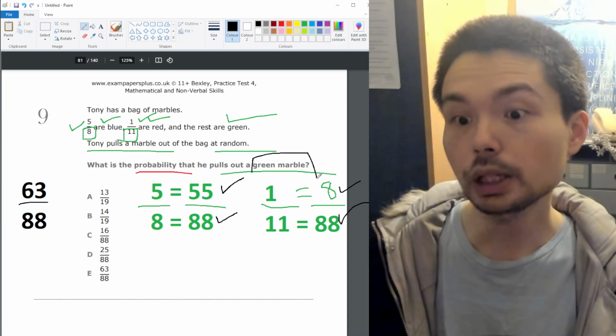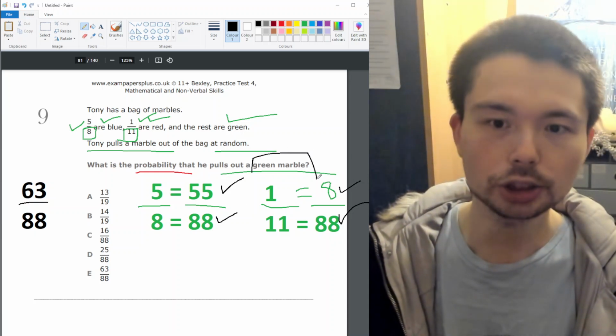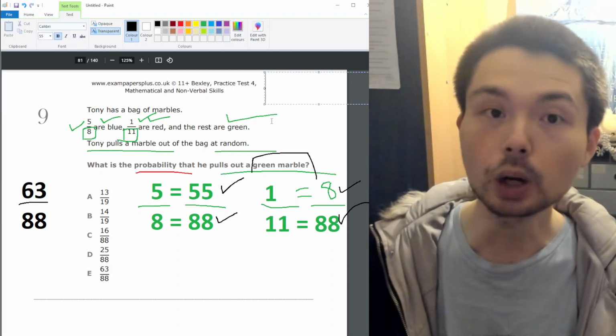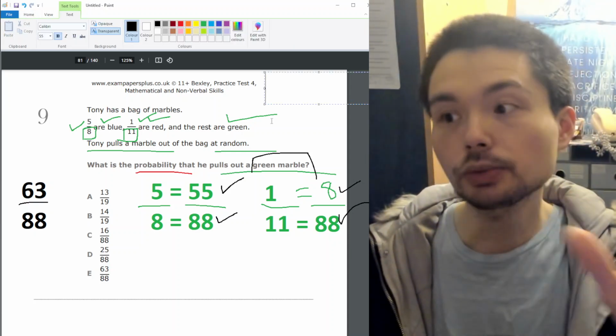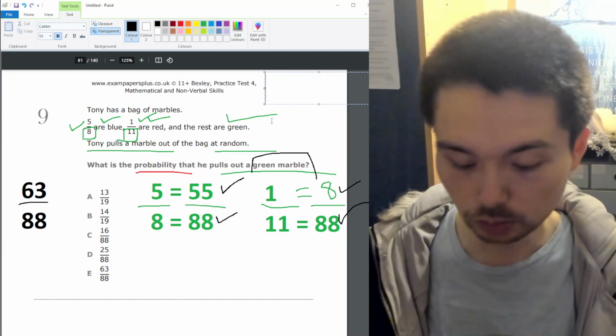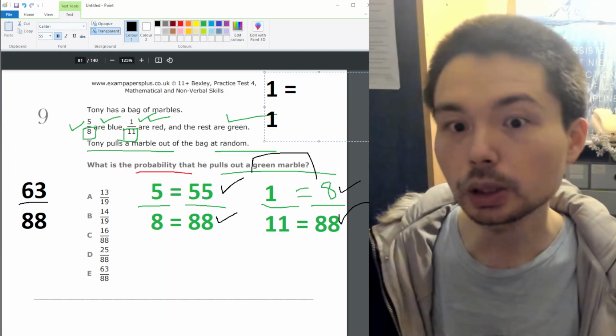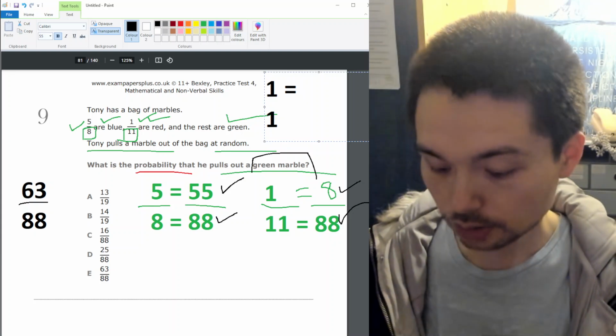We need the green marble, which just means the other section. Now, what's an important thing to note about probability? 1 whole, which means everything. How can we write 1 whole? 1 over 1. Now, everything, if we look at the bottom number, we are really saying there are 88 marbles.